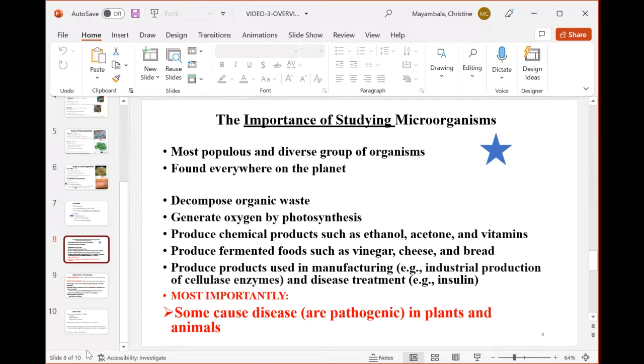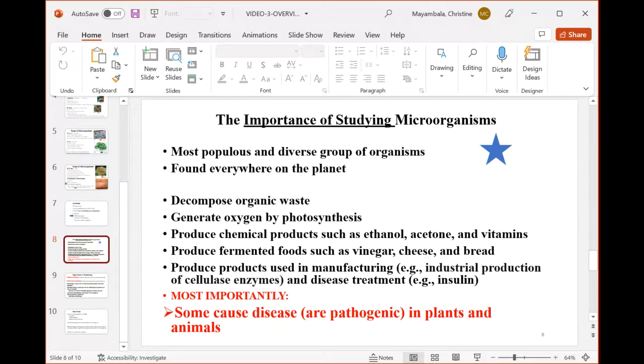They're used in the production of food such as vinegar, cheese, bread. I already mentioned that. They're used in the production of products like industrial cellulose enzymes. Now, that enzyme is involved in the production of certain textiles. So again, you can see how in manufacturing microorganisms come into play. And now, the other important role of those microorganisms, they're used in the production of disease therapeutics. Insulin is an example of that.